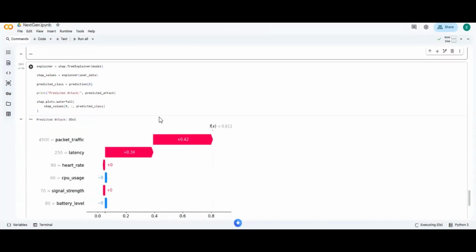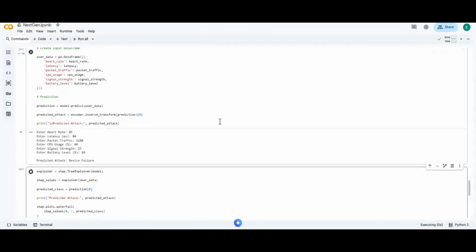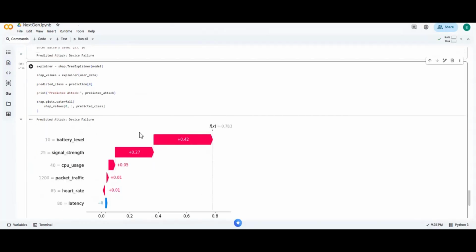For the second condition, we will input again the heart rate, latency, packet traffic, CPU usage, signal strength, and battery level. For this one, the device has a very low battery level and weak signal strength, so this condition suggests that the medical device may fail or become unavailable. After processing the data, we can run SHAP also, and the SHAP explanation highlights the battery level and the signal strength as the most influential features here.